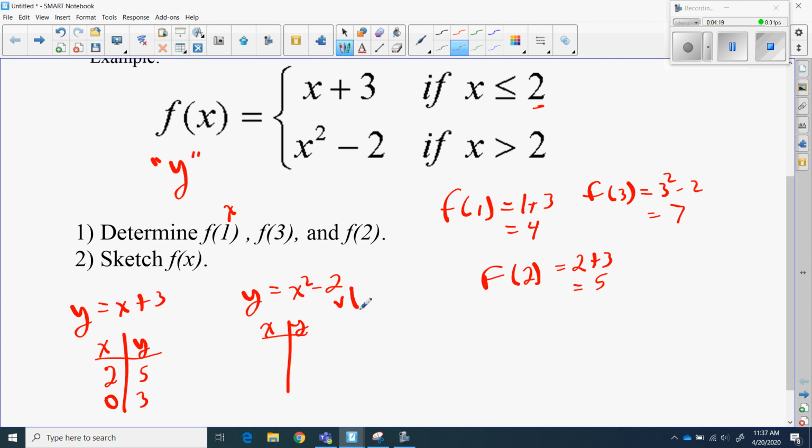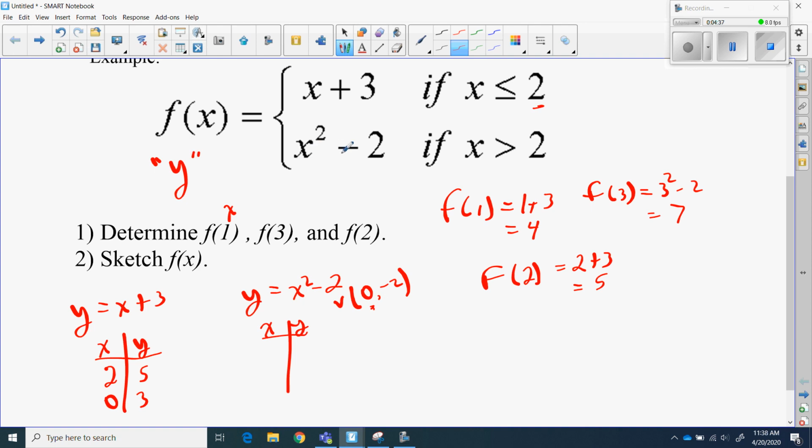Its vertex would be at 0 because there's nothing added or subtracted to the x squared. So it would be (0, -2). Now, unfortunately, that's a point I'm not going to be able to see. You say, well, why can't you see that number? Because if you look at it, the x value is 0.